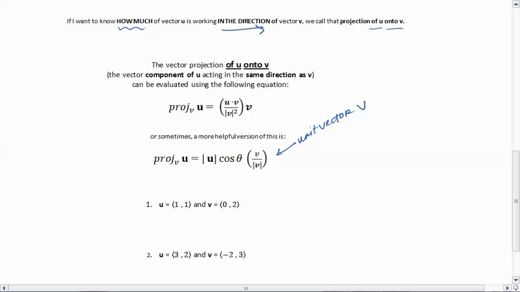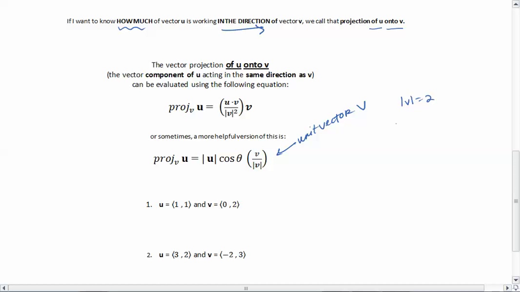So let's talk about that unit vector v for a second. Let's take this first one from example 1. Our vector v is equal to 0, 2. So we have 0, 2 as our vector v, and our magnitude for v was equal to 2, if we remember.